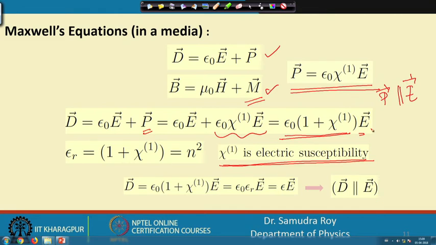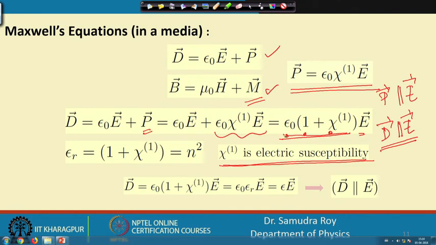So, this is the relationship between D and E. Since I mentioned that chi 1 is a scalar quantity for the time being, this is a scalar, 1 is a scalar also, and this is a scalar. So, that means D is some scalar quantity multiplied by E. So, that means E and D are also parallel. A very important argument, that the E and D vectors are parallel to each other. Again, this is only true when the medium is isotropic. What an isotropic medium is and all these things we will discuss in our later classes.